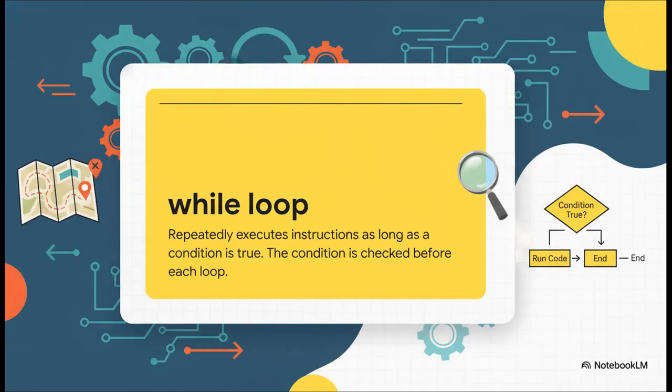So the official definition is pretty much what we just said. The key idea here is it repeats as long as a condition is true. And this part's really important. Just like you check your map before you take another step, the program checks the condition before it does anything. So if the condition is false right from the get-go, the loop never even runs, not once.